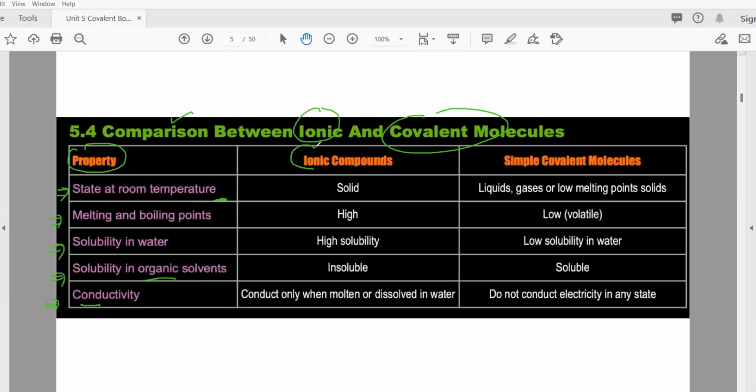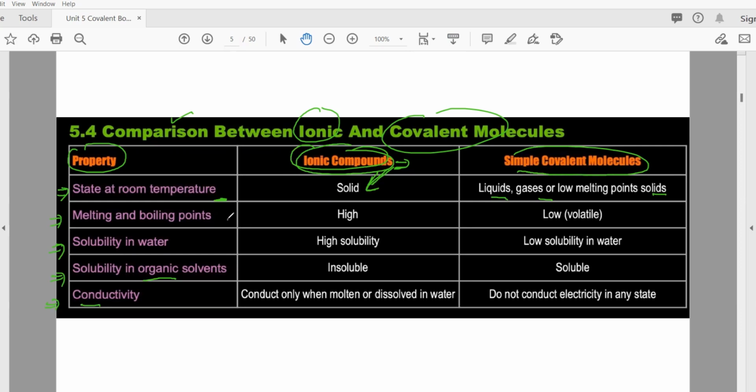They're saying ionic compounds normally are solid at room temperature. An ionic compound means the compound formed due to ionic bonding. So generally they are solid at room temperature. Simple covalent molecules are liquid, gas, or sometimes solid, but even then their melting point is very low. So they are found at room temperature.